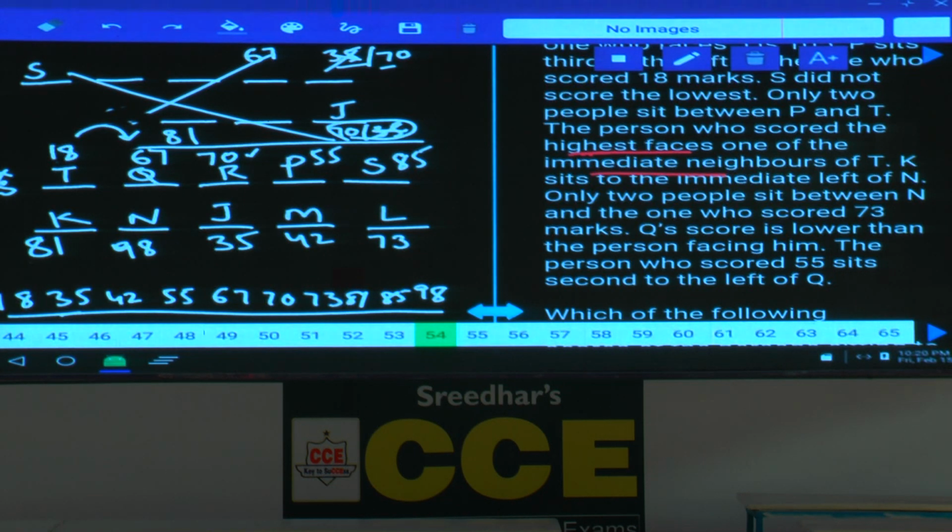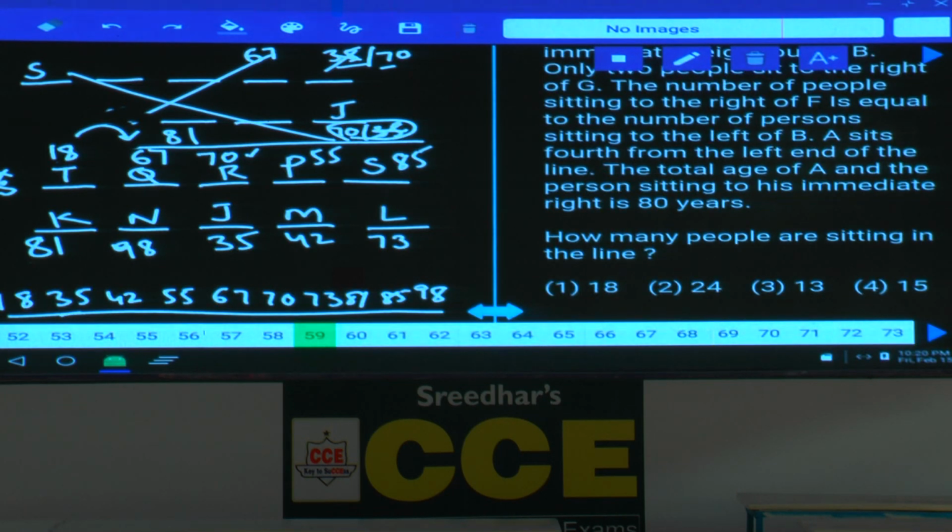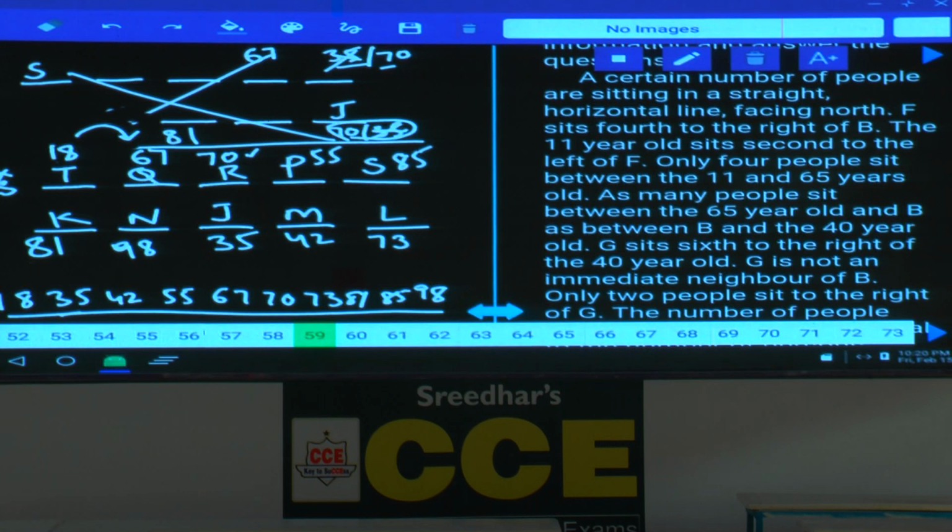Yes, write down this arrangement. This is about question numbers 54 to 58. Then 59 to 62. After this 54 to 58, next one is 59 to 62. Done with this? First write down this arrangement, then let us discuss 59 to 62. Now in this 59 to 62, tell me what is the information here.